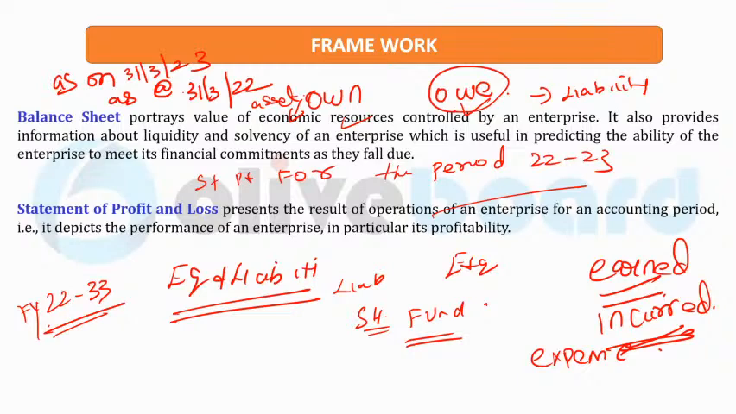So P&L will be prepared for a particular accounting period. It is not on a single day. It will be for a period. Whereas a balance sheet you can prepare on any day. There is no hard and fast rule there.